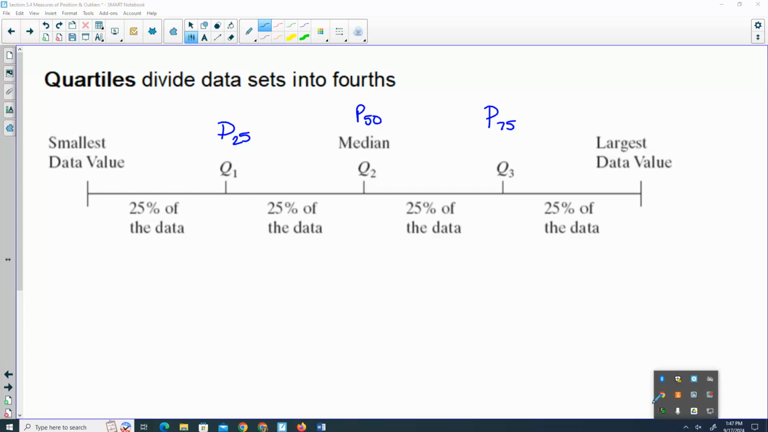So let's actually look at a graph. I'm going to give us a set of data. The thing to remember, when we found the median, what did we have to do to our data first? We had to put it in order. So if we're finding quartiles, our data has to be in order.